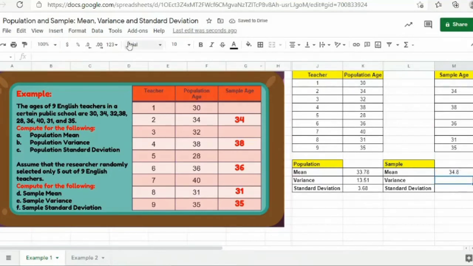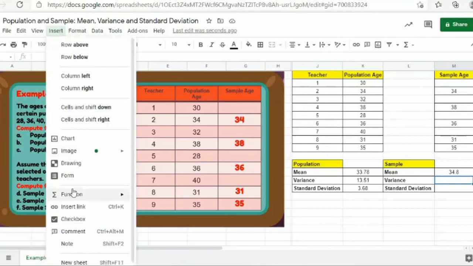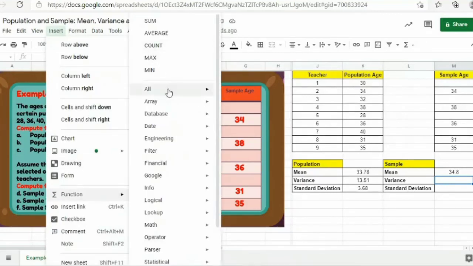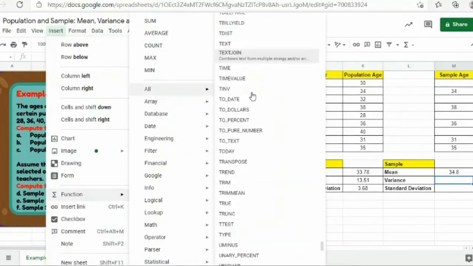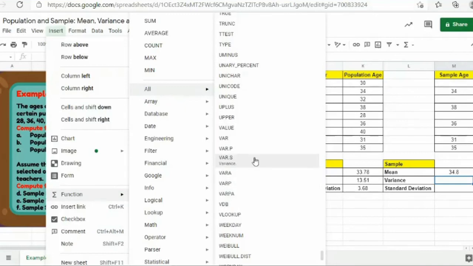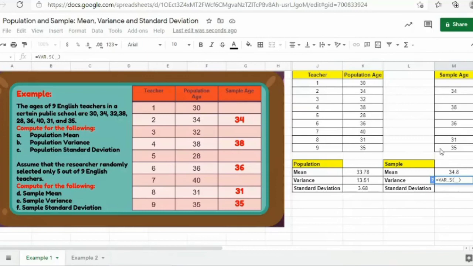Then for the variance, go to insert, then function, then all, and then look for the formula for the variance. This part here, variance with S. So you will have this given formula, then select this section, then press enter. So for the variance, I have 6.7.